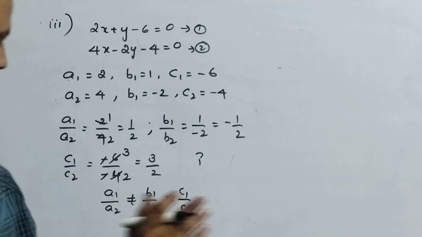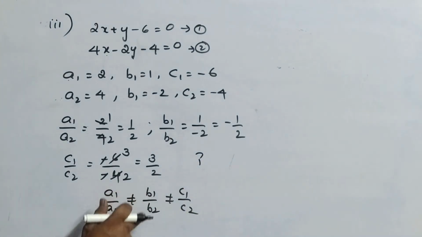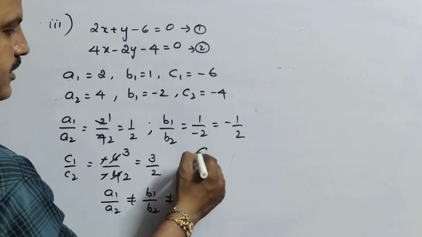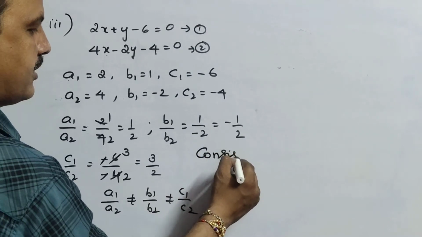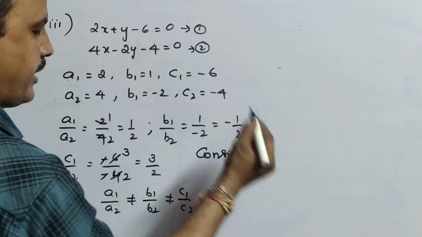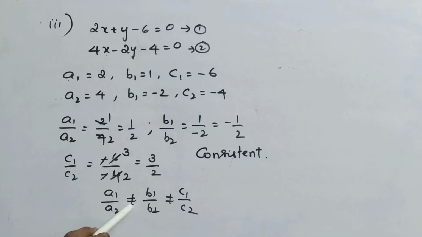Here a1 by a2 is not equal to b1 by b2. So here it is consistent. Excuse me for that. So consistent. a1 by a2 is not equal to b1 by b2, so consistent.